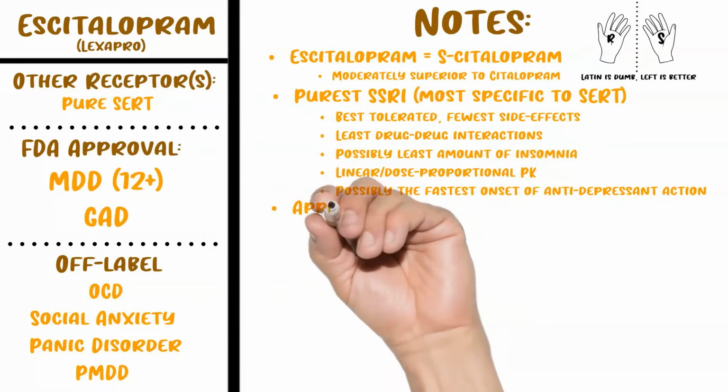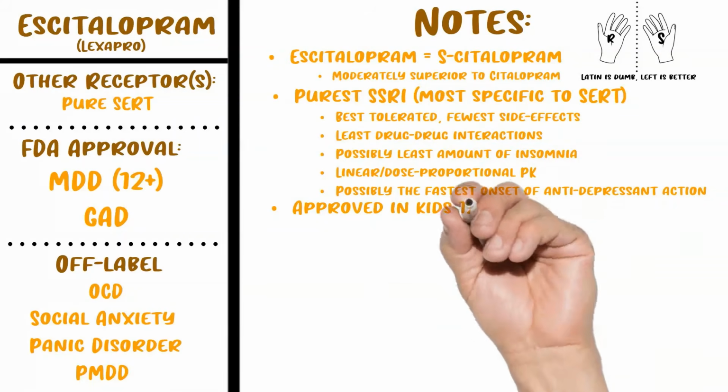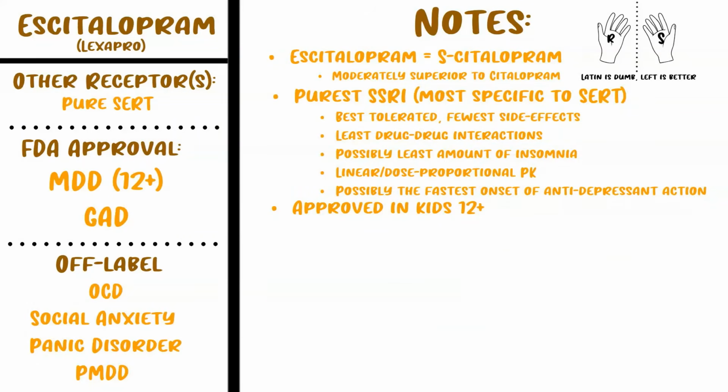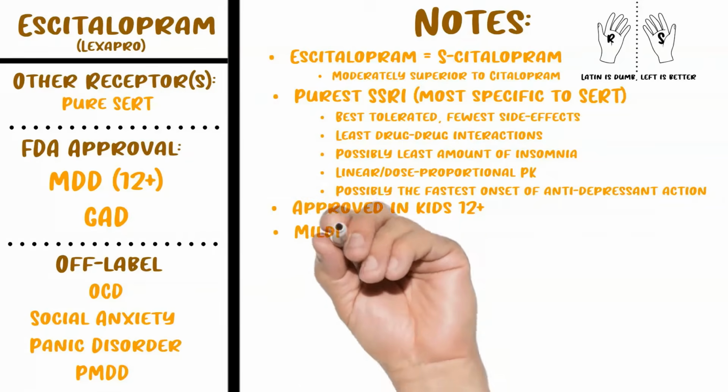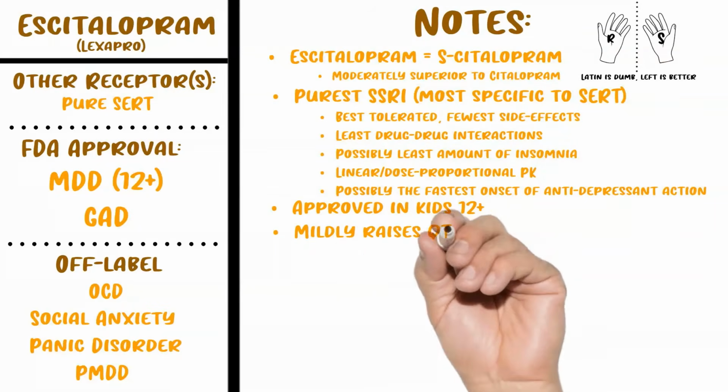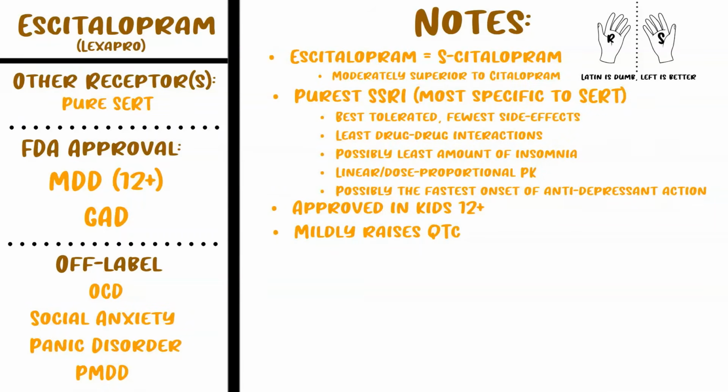Other important things for Lexapro is that it's approved in kids 12 and older. So only Lexapro and Prozac are approved for children, and for Prozac, it's approved for kids 8 and older. And also it's known to mildly raise QTc. Generally, we prefer the prams, which is citalopram and escitalopram, for the medically ill and the elderly because it has the least amount of drug interactions, but it also has the worst record in terms of the QTc interval. So, with all these drugs, there's pros and cons.